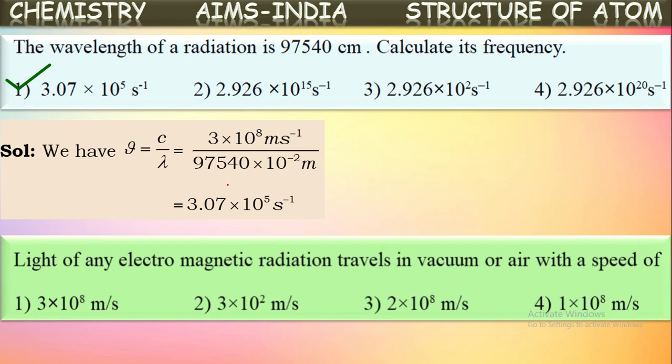Okay, next, one more question. Light of any electromagnetic radiation travels in vacuum or air with a speed of. Yes, almost all the electromagnetic radiations will travel with the same speed, that is equal to velocity of light. What is that velocity of light? 3 into 10 to the power of 8 meters per second, or 3 into 10 to the power of 10 meters per second. Where is it mentioned? See, in the first option. All the electromagnetic radiations will travel with the same speed, that is equal to 3 into 10 to the power of 8 meters per second.